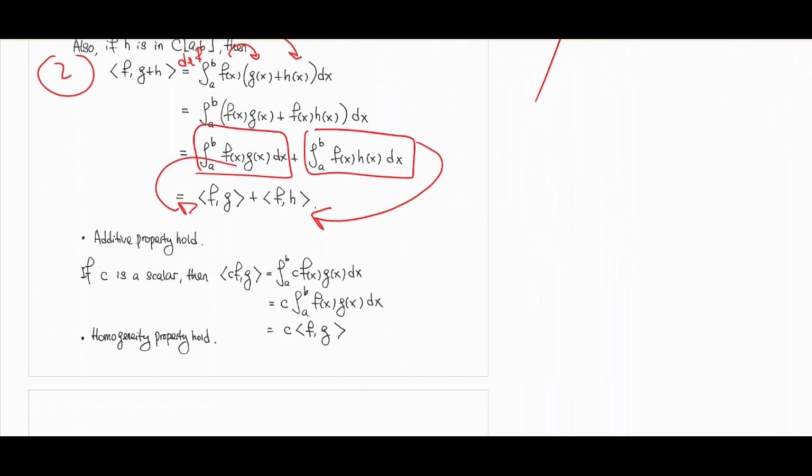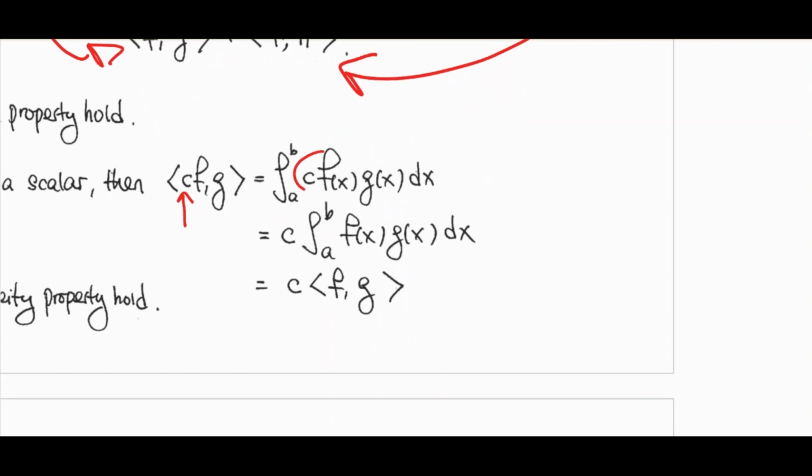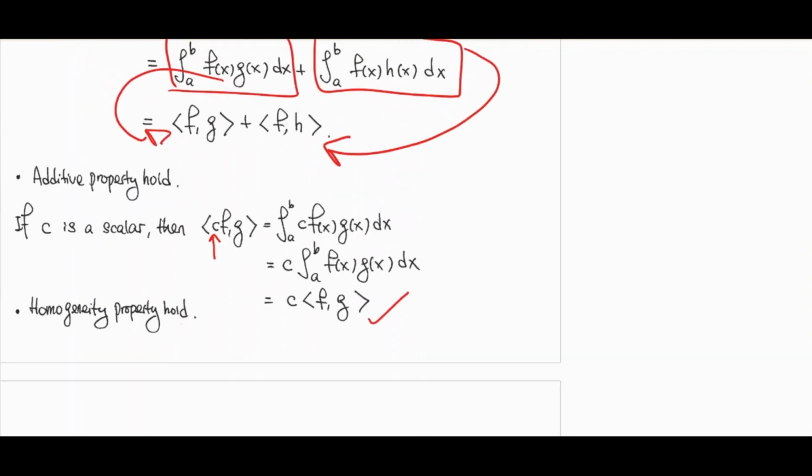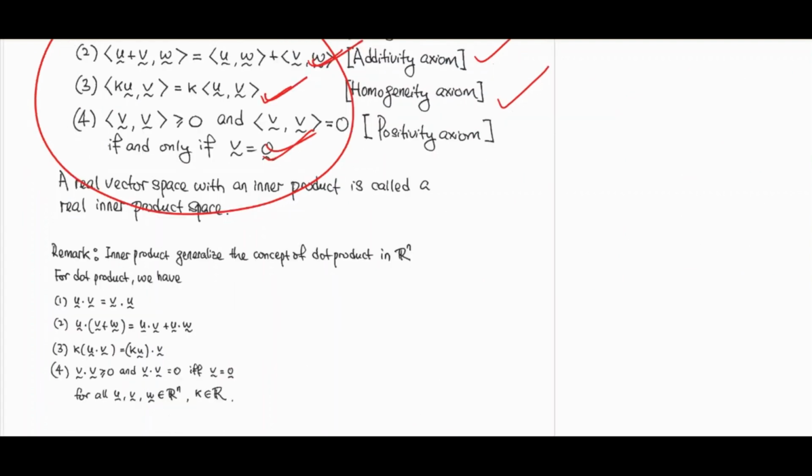So let's look at the third one right here. How about the homogeneity property? If you have a scalar C, C of f is this, right? By definition, this operation is defined like that. It's not a big mystery, okay? We have C of f and then g and then integrate. Obviously, you can take C out, right? And we get this. So this property also holds. This is the homogeneity property, also holds.